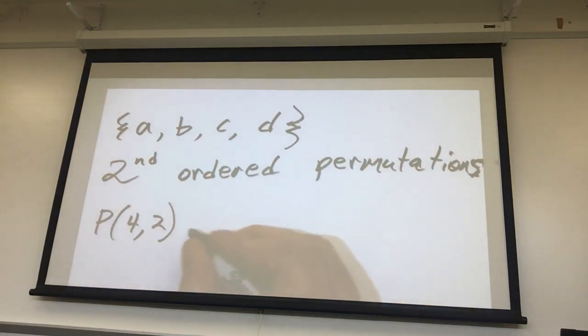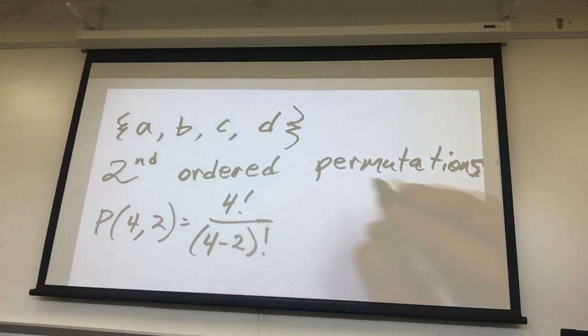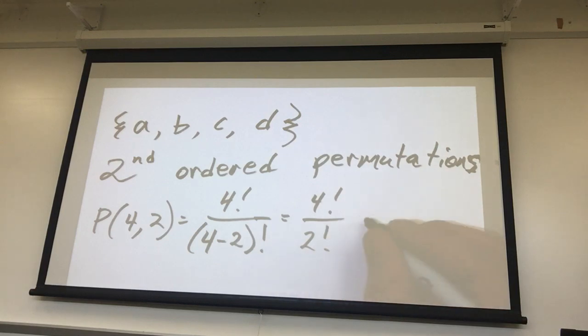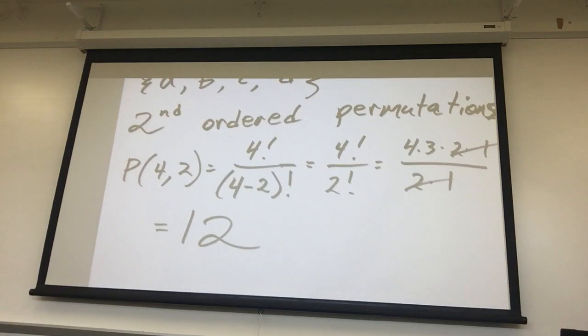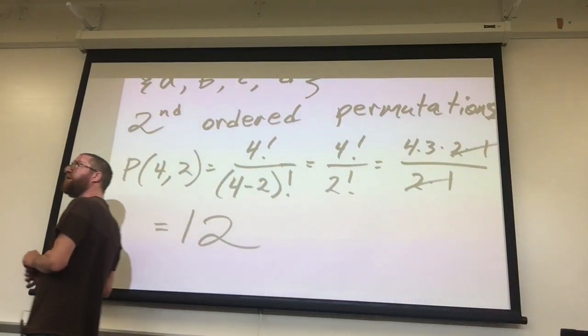So, P of 4, 2 would equal 4 factorial divided by 4 minus 2 factorial, which would equal 4 factorial. And then 4 minus 2 would be 2 factorial. And so that's 4 times 3 times 2 times 1 divided by 2 times 1. And then 2 times 1 and 2 times 1 cancel each other out. Okay, so there are 12 possible second order permutations of just this set A, B, C, D.